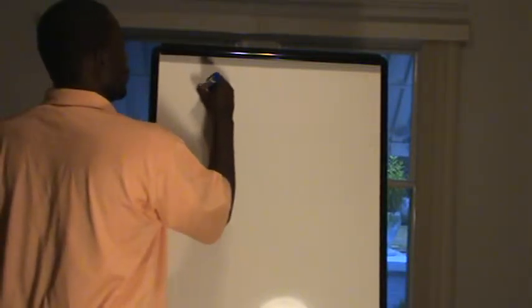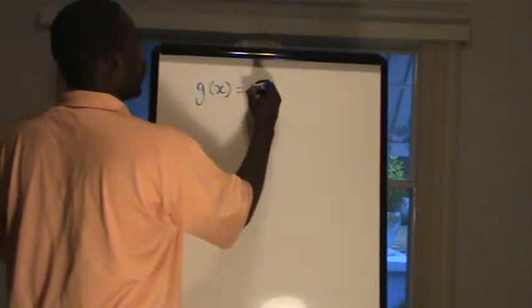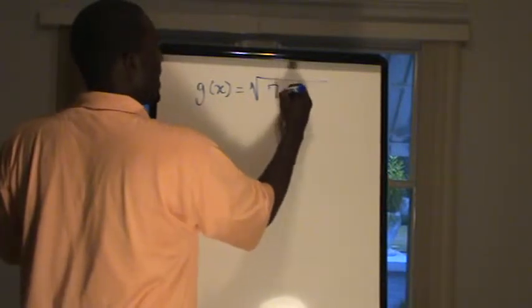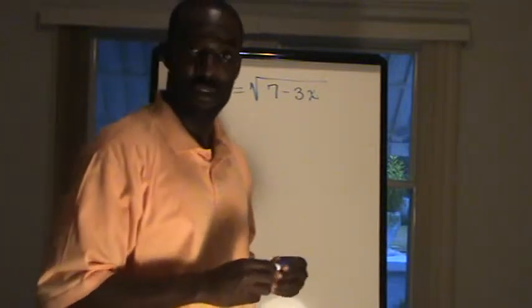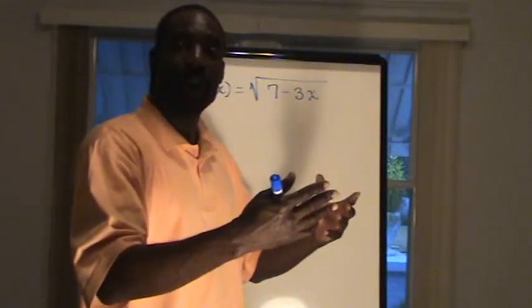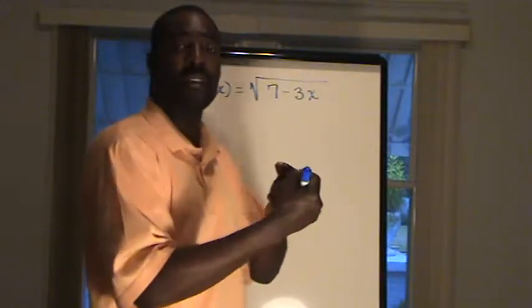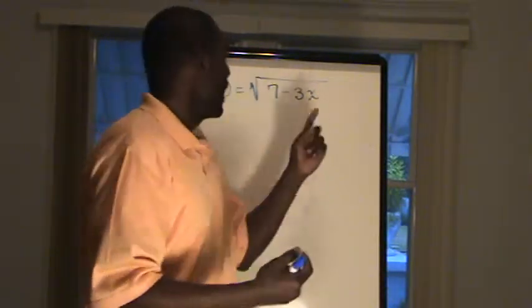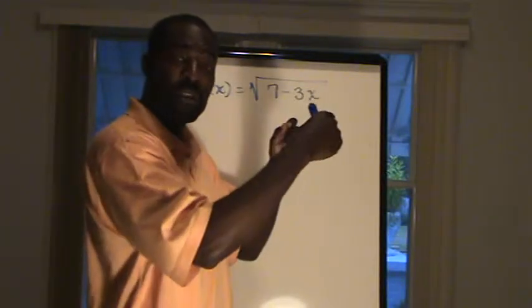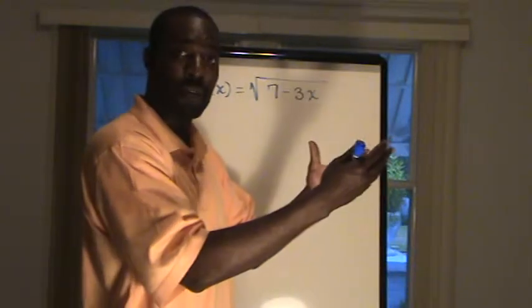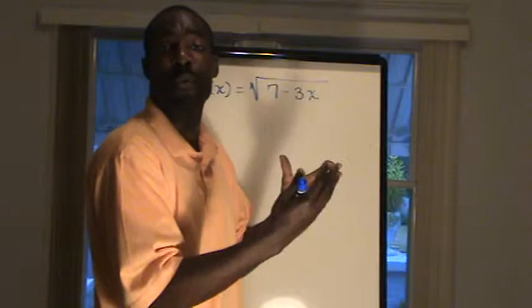Okay, as we continue, we have another radical function that says g of x is equal to the square root of 7 minus 3x. Now again, this is the square root function. When we typically think of the square root function, we think of two identical things multiplying together to get something. So I need to consider only those values of x that will produce a non-negative solution. Those are the only things I can take the square root of: non-negative numbers, 0 and the positives.